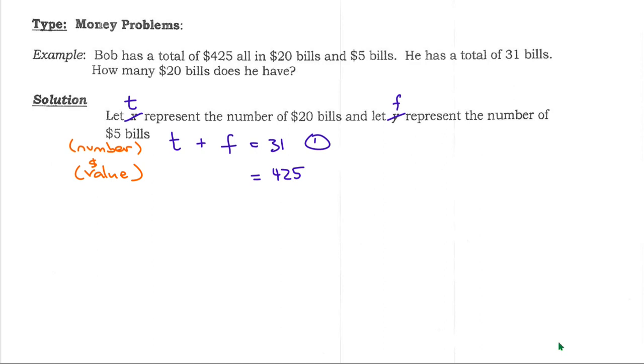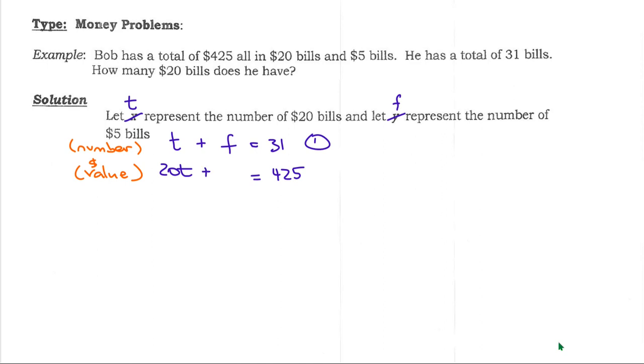If he has T $20 bills, how many dollars is that worth? If he has one $20 bill, it's worth $20. If he has two $20 bills, that's $40. If he has 10 $20 bills, that's $200. So what are we doing? We're multiplying the number of bills by 20. So if he has T $20 bills, then that's worth 20T. Same thing with the F.